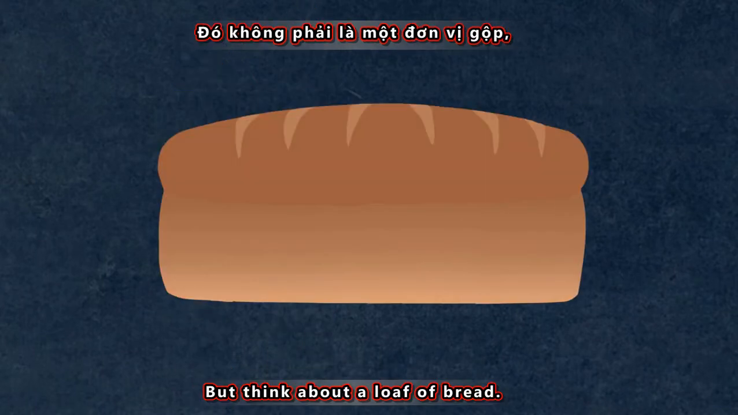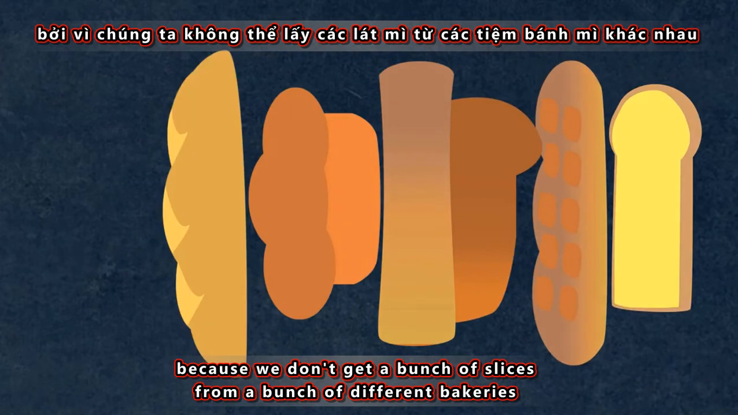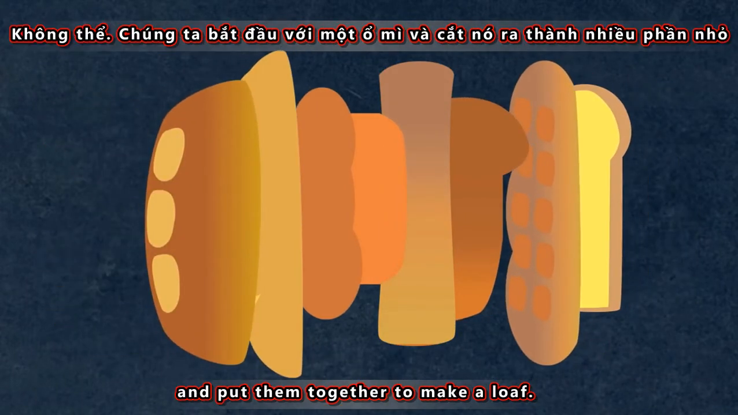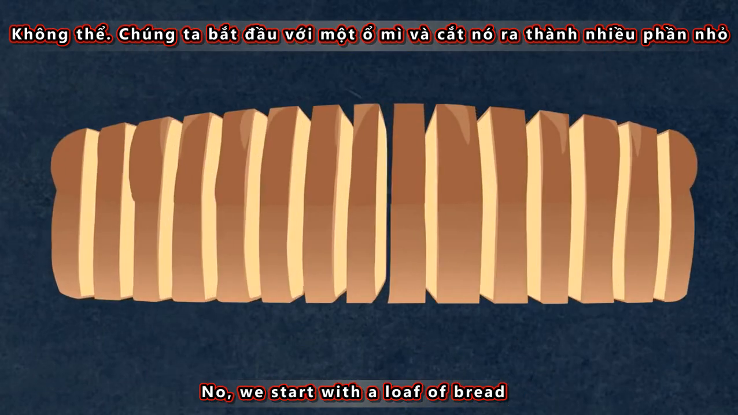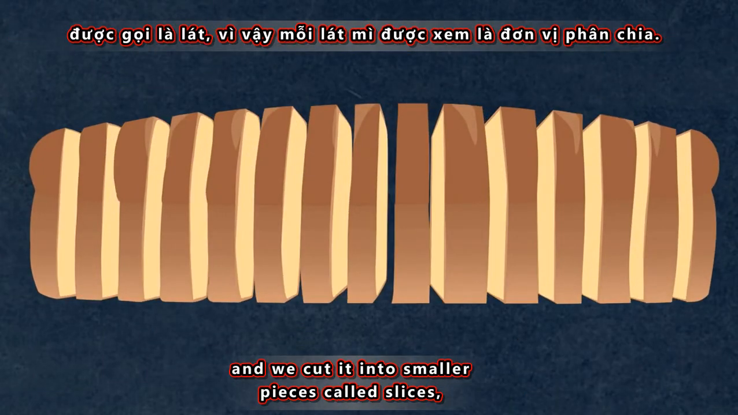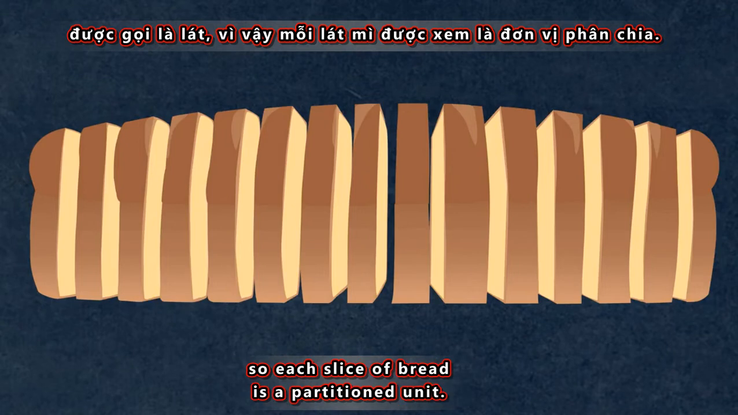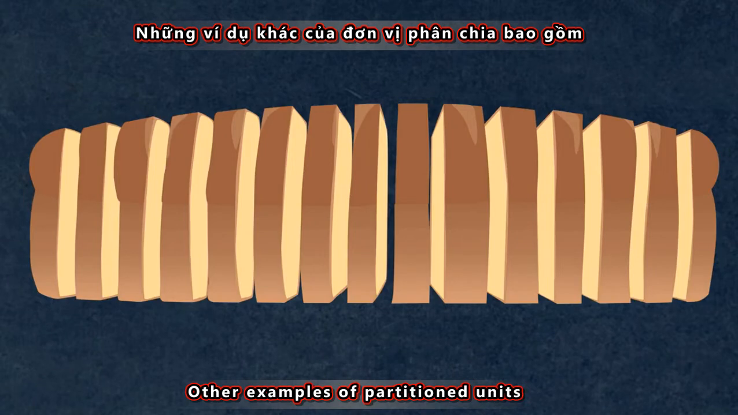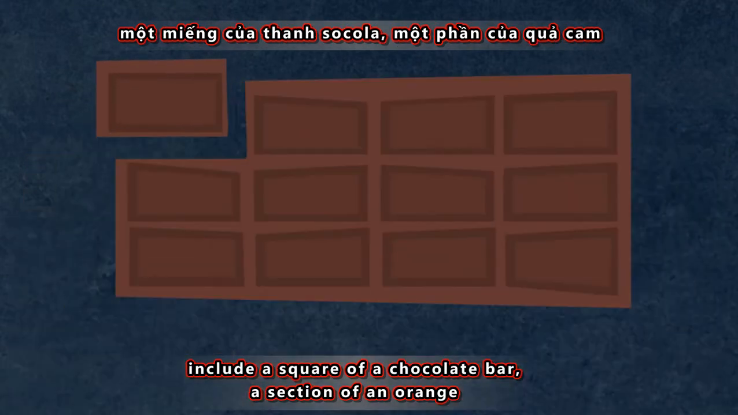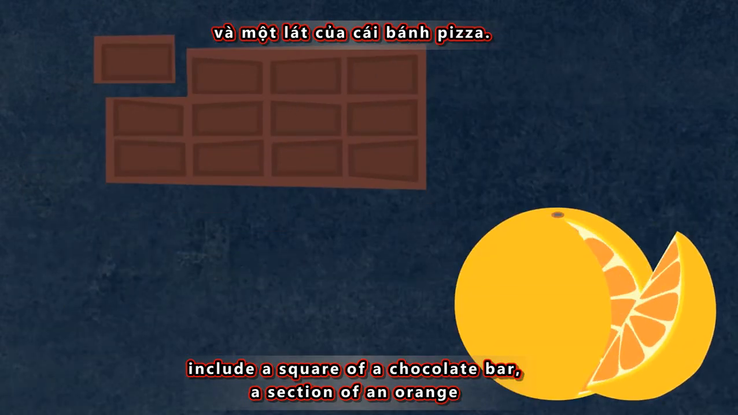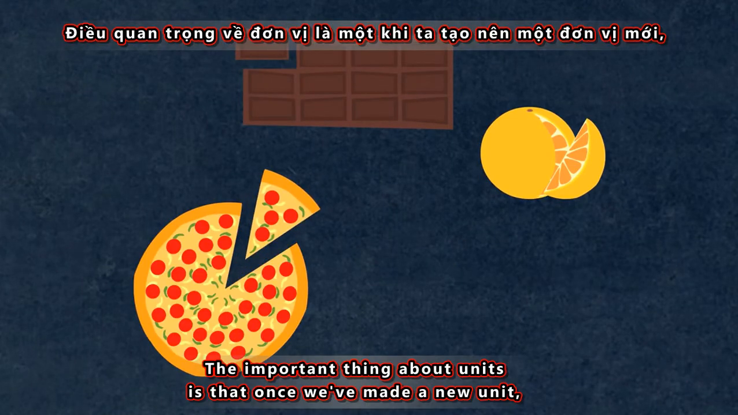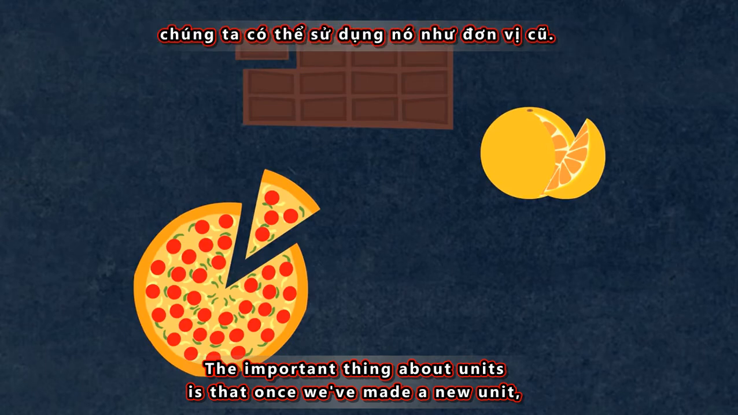But think about a loaf of bread. That's not a composed unit because we don't get a whole bunch of slices from a whole bunch of different bakeries and put them together to make a loaf. No, we start with a loaf of bread and we cut it into smaller pieces called slices. So each slice of bread is a partitioned unit. Other examples of partitioned units include a square of a chocolate bar, a section of an orange, and a slice of pizza.